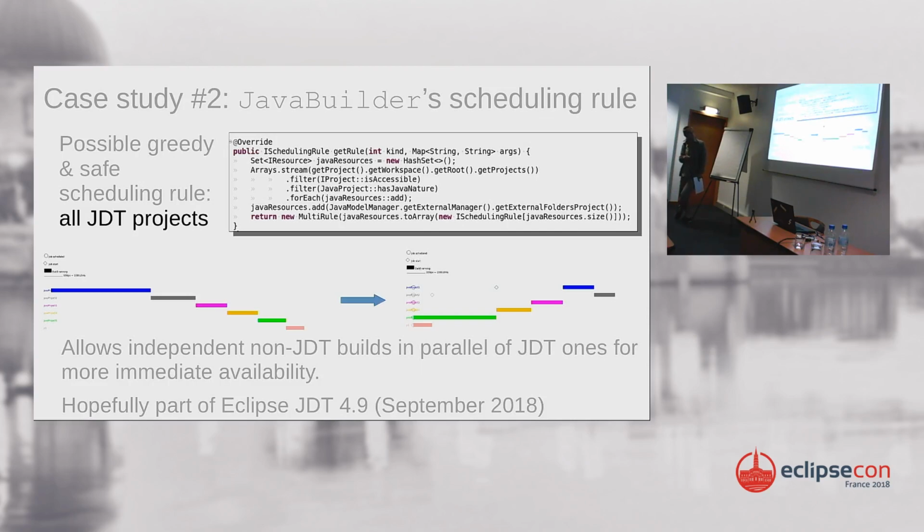And the value is not in the real-time execution. The value is that P6, which was an independent project which didn't care about Java, got built after 1 second instead of 25. And at least such rules, which are greedy but kind of safe, can enable parallel builds in other projects, to the benefit of non-JDT projects. That's already a big win. Hopefully this will be part of JDT 4.9. It's very likely that it will be merged in the next day, so that's cool.